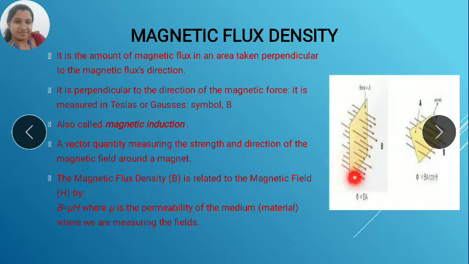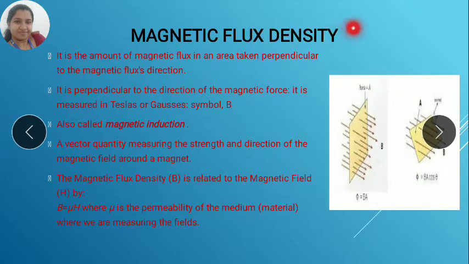In these cases, we consider the magnetic flux with this area. Magnetic flux density is magnetic flux per unit area. That means how many magnetic field lines are closely packed through this surface. It is the amount of magnetic flux in an area taken perpendicular to the magnetic flux direction. It is measured in Tesla.